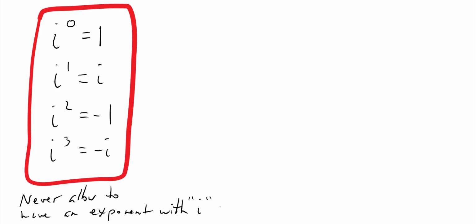Never allowed to have an exponent with i. Ever, ever, ever. Okay? So here's the deal. If you have i to the 6th power, well, what do you do with that? Because I have i to the 0, 1, 2, 3. How do I deal with i to the 6th?